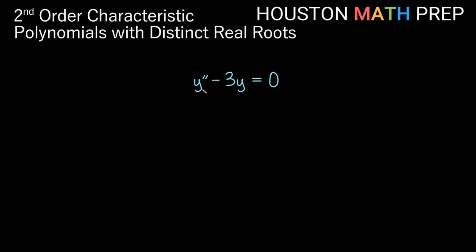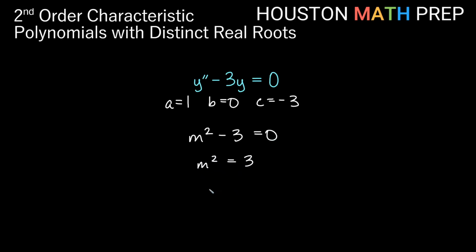And looking at our last one here, y double prime minus 3y equals 0. So again, you can see no y prime term tells us b is 0. In this case, a is 1, b is 0, and now c is negative 3. So we get a characteristic polynomial of m squared minus 3 equal to 0. Just like the last one, I'll go ahead and add 3 to both sides. We'll say m squared would equal positive 3.